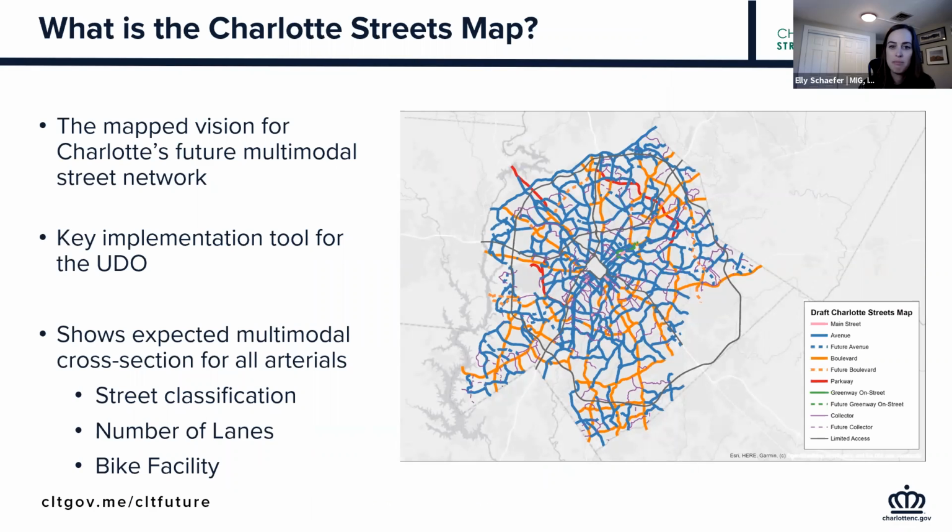So the streets map is the mapped vision of our multimodal street network. It's based on council adopted policies that have been developed and refined over the last several years. It shows the recommended cross-section for all of Charlotte's arterial streets and will support both the 2040 policy map and the Unified Development Ordinance to help ensure that we're providing for multimodal streets as we grow and develop.